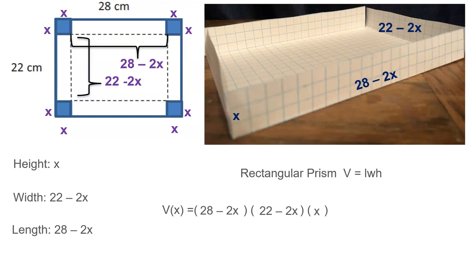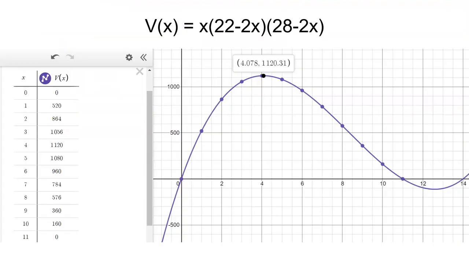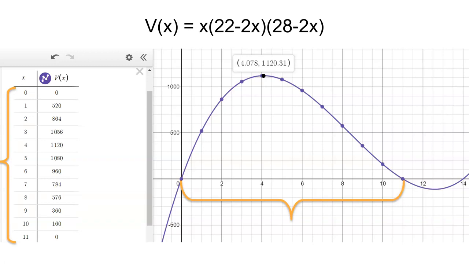Next, let's look at the graph and the table of this function. By using Desmos and adjusting the window, we can get a better look at the function. The practical domain, which represents the possible values of x, or in other words, the possible heights of the box, are values between 0 and 11. If x was less than 0 or greater than 11, then the box would not be able to be physically constructed. If the height of the box was 0, then the box would be a flat piece of cardboard. And if the height was 11, then the box wouldn't have a width.